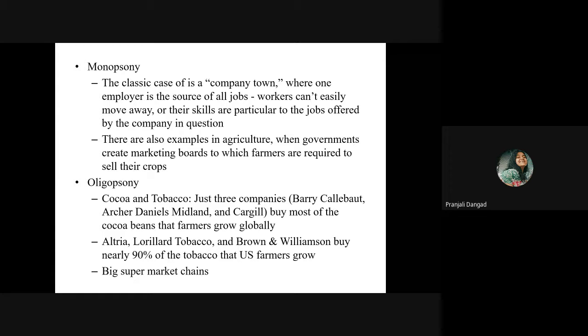Like the companies that produce defense, like arms and ammunition and weapons and stuff. Yes. It will vary from nation to nation. However, yes. Okay, thank you, ma'am.